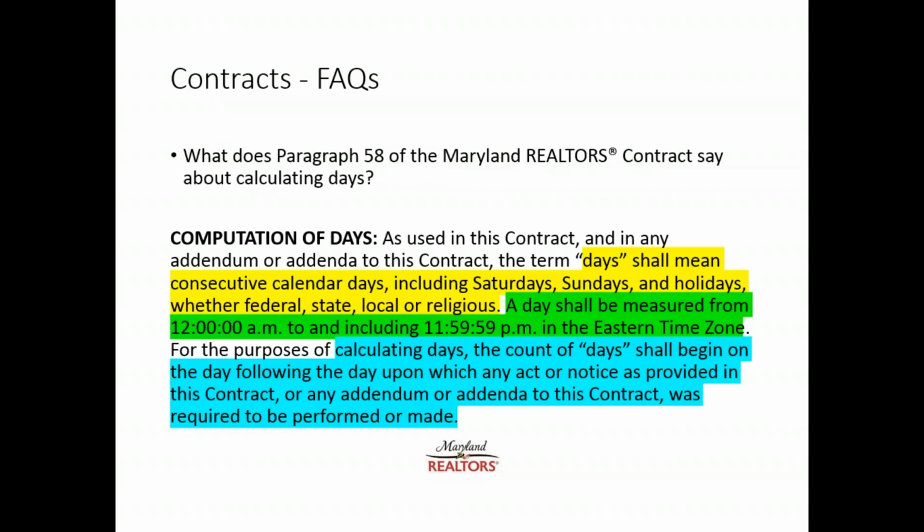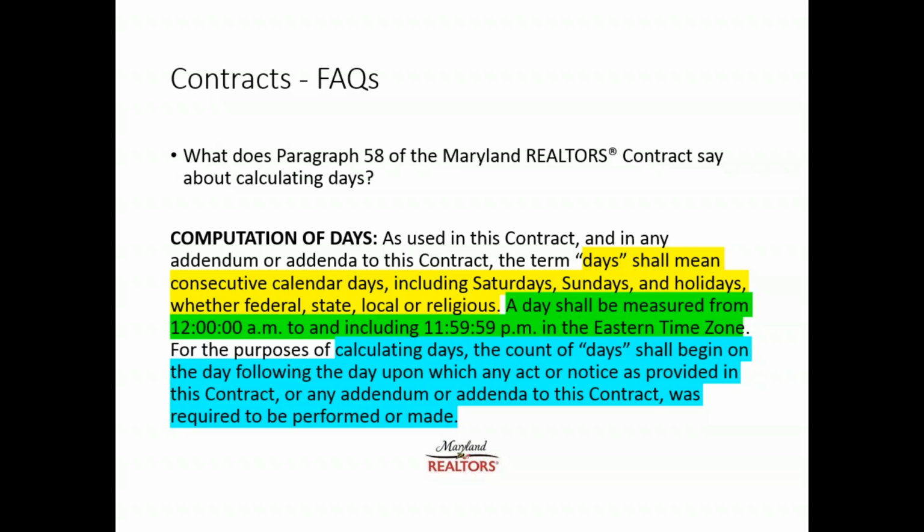What does paragraph 58 of the Maryland Realtors contract say about calculating days? This is important, because if you're not using the Maryland Realtors contract, you want to make sure that you understand how the days are calculated, because they may be different. With the Maryland Realtors contract, paragraph 58 does govern. It says days shall mean consecutive calendar days, including Saturdays, Sundays, holidays, whether federal, state, local, or religious.